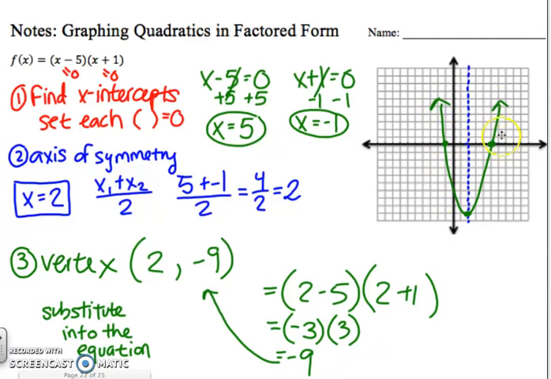So some things to notice. This parabola is opening up, and that's good because there was no negative term out front. So if there's a negative term out front, your parabola is going to open down, but in this case, it will open up. So again, you need to find the x-intercepts, which are the easiest thing to find. Add them and divide by 2 to find your axis of symmetry, and then lastly, plug that back into the equation. Okay, so let's try some more.